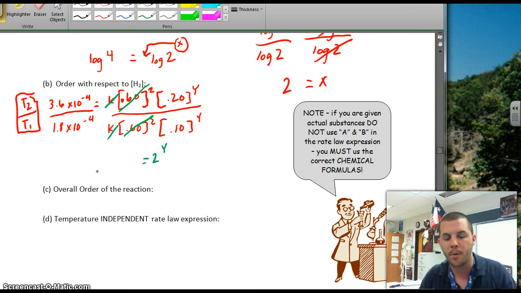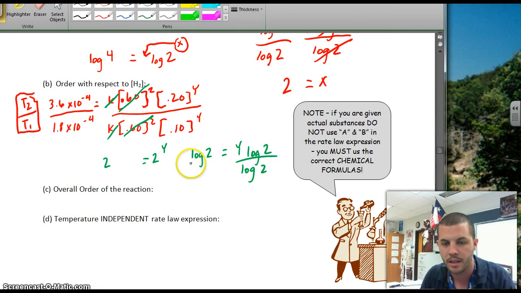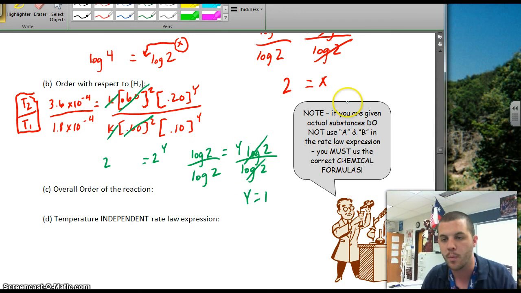And that equals 3.6 times 10 to the negative 4 divided by 1.8 times 10 to the negative 4, which is 2. Now, a lot of y'all, once again, can probably see what the answer is going to be here, but nonetheless, we're going to take the log of both sides. So I'm going to have log of 2 equals y, because I'm going to bring that down when I put log in front, y log 2. Okay, divide both sides by the log of 2. Cancel, cancel. And I get that y equals 1. So we would say that this reaction is first order with respect to the concentration of H2.